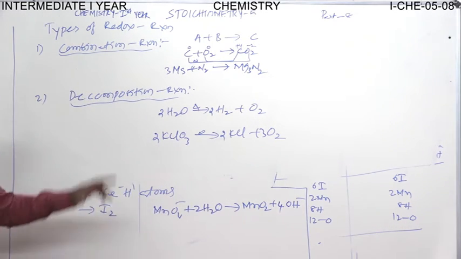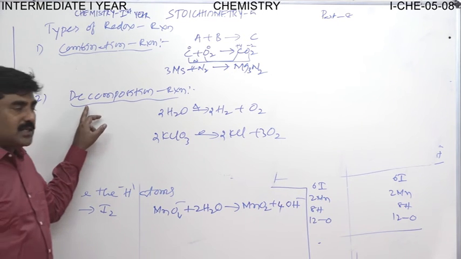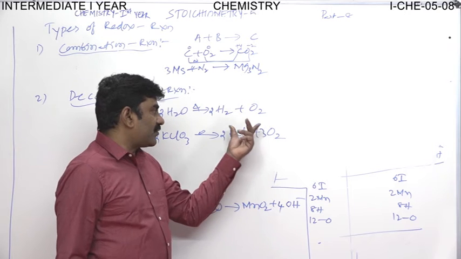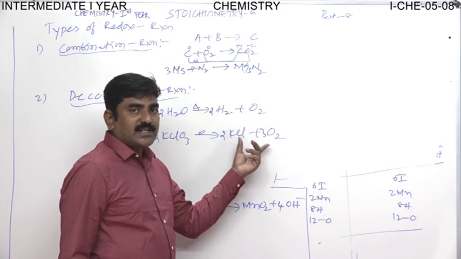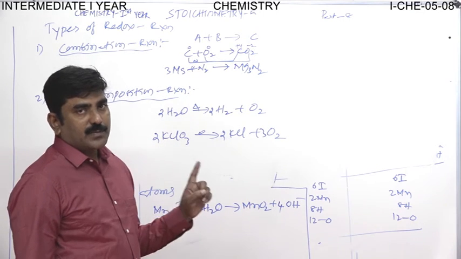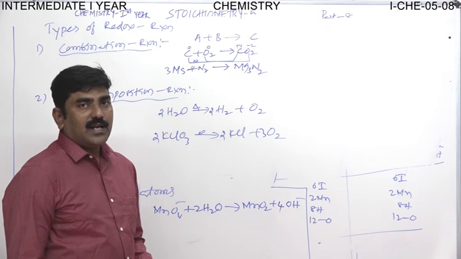See, this type of example comes under which category? Decomposition reactions. In a decomposition reaction, out of the two or more products we get, at least one product must be in the elemental form. One product must be in the elemental state.